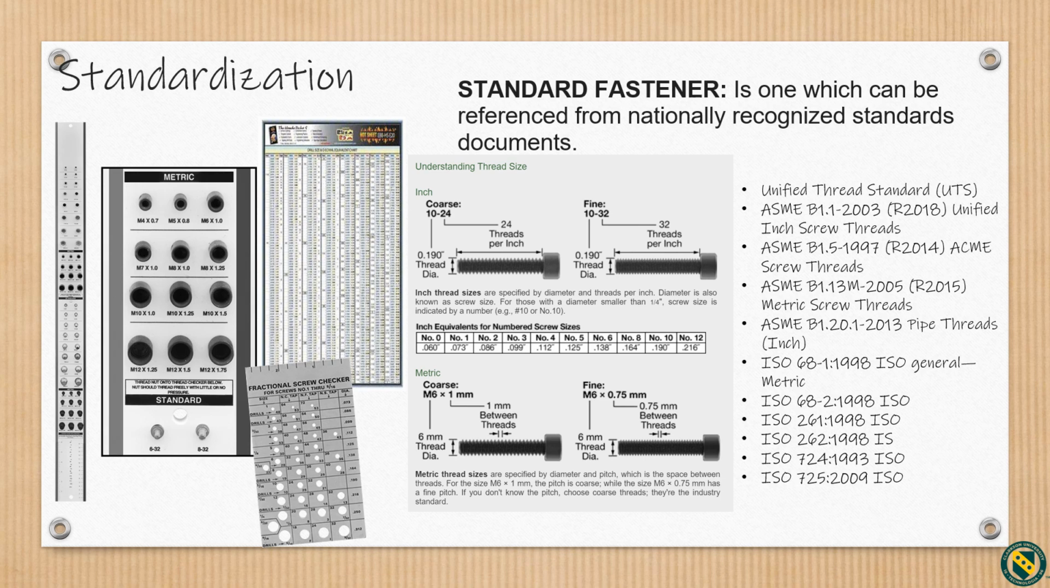We also see similar metric screws designated by M. The number next to M corresponds to the thread diameter in millimeters. Next to that, we see an X or a multiply symbol and another number corresponding to the millimeter distance between threads. Again, we see coarse M6 by 1 millimeter and fine M6 by 0.75 millimeter socket cap screws.